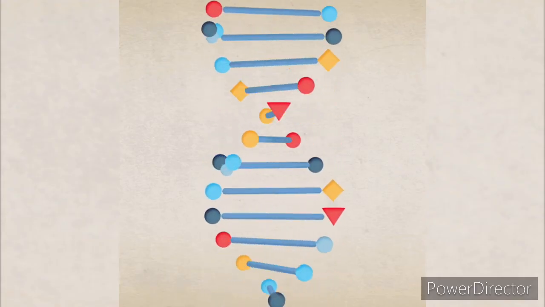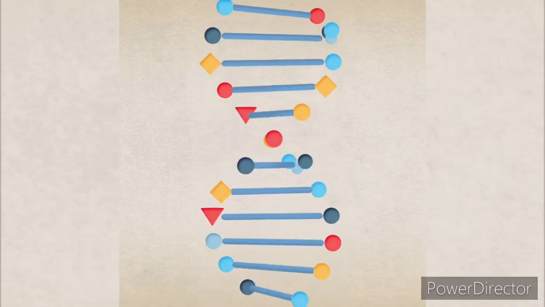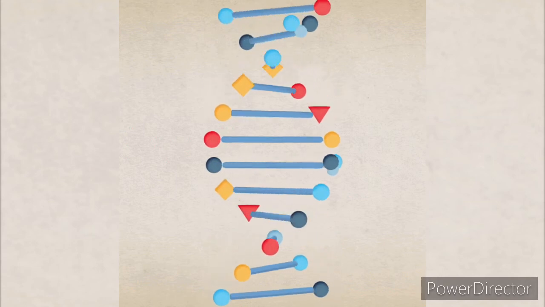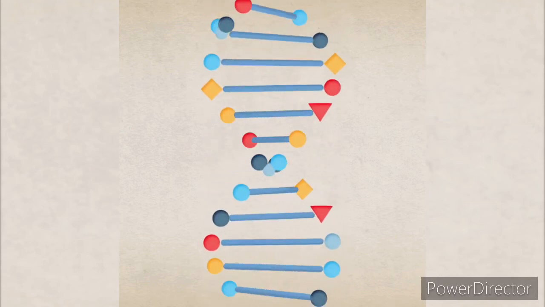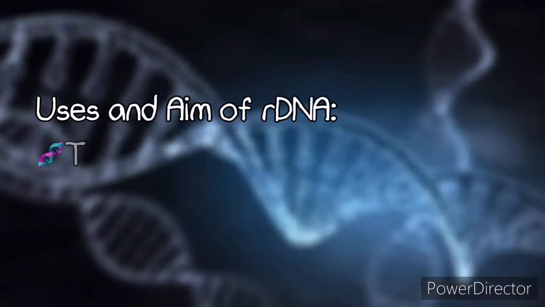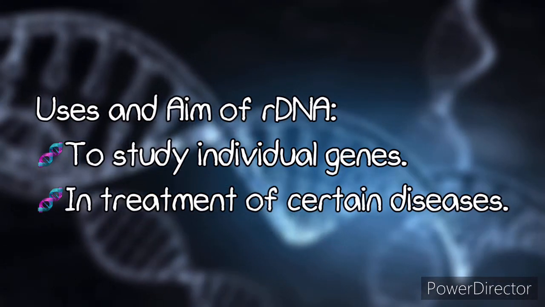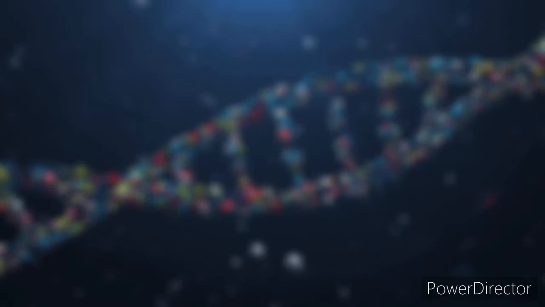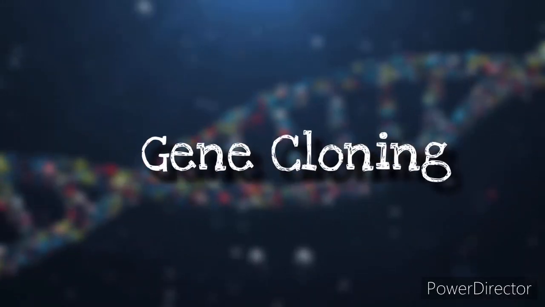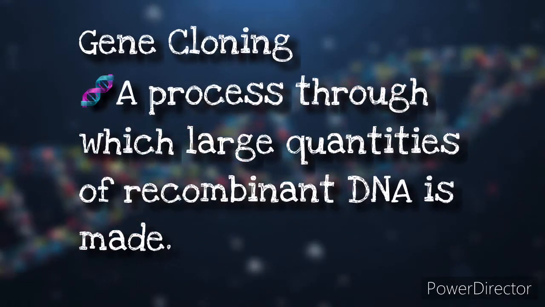Okay, now that we have discussed the definition of recombinant DNA, and then we talked about the steps of making recombinant DNA, we're going to talk about right now the usage of recombinant DNA technology. So, recombinant DNA can be used in the studying of individual genes and in the treatment of certain diseases. I'm going to clarify a usage for recombinant DNA technology through a process called gene cloning. Gene cloning is the process through which we can make large quantities of recombinant DNA.